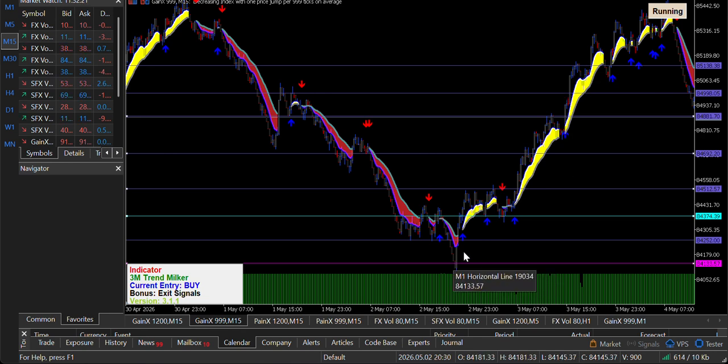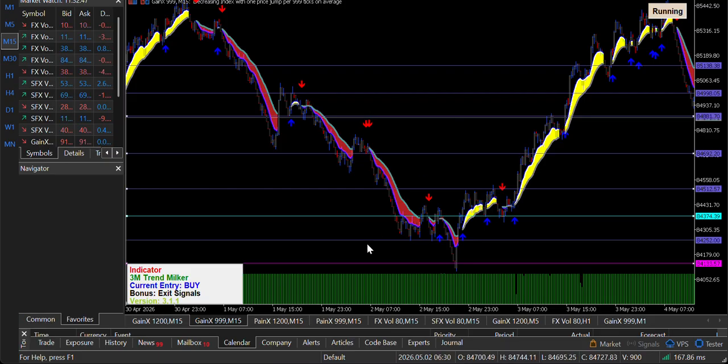You can see at the end of the day, it spiked, got to this region. Probably if I had multiple orders open, this would have closed. TP1 would have closed the first order, TP2 would have closed the second order. You can see spikes are happening when the market is on uptrend for GainX 999. And that is what happens on all GainX assets.